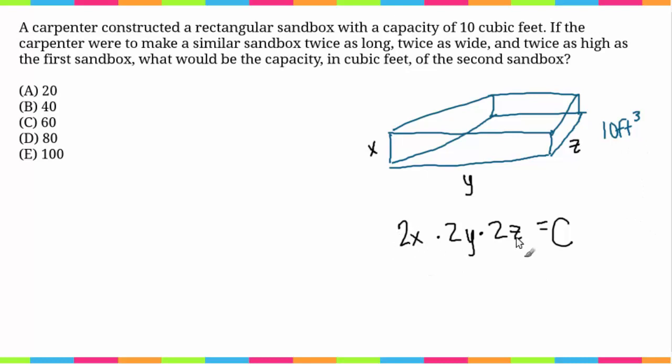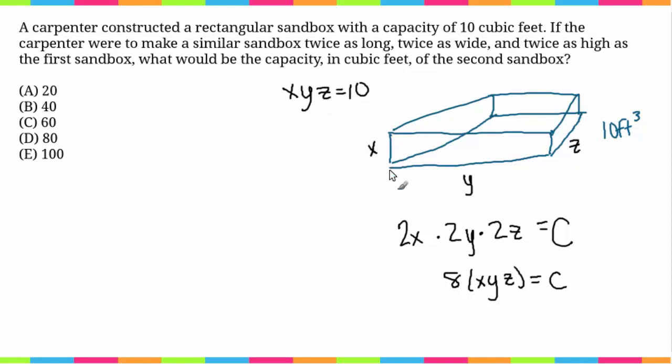So we can simplify this by combining these 2's. 2 times 2 is 4, 4 times 2 is 8. So we're going to have 8 times x, y, z is equal to C. Now, since we already know from this part that x, y, z equals 10, we can just plug that in here. I actually probably should have written out this equation in the first part.